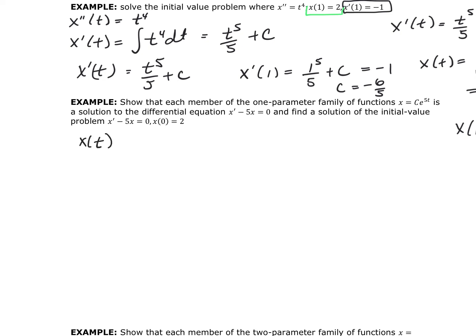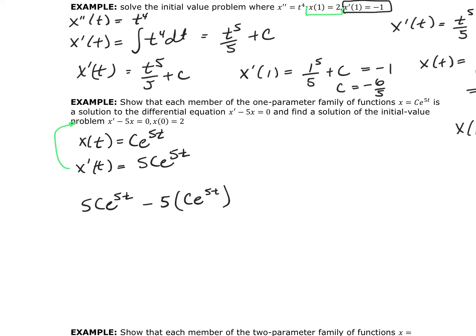So what we're going to do is take the derivative of x of t, which we know is ce to the 5t. So that's nothing new. That means x prime of t, or just x prime, is going to be 5ce to the 5t. If we substitute this into the equation right here, we're going to get 5ce to the 5t, that's my replacement for x prime, minus 5, my replacement for x was ce to the 5t, and we can say this does indeed equal 0. Therefore, each member of the one parameter family of functions x is equal to ce to the 5t is a solution of this particular differential equation.